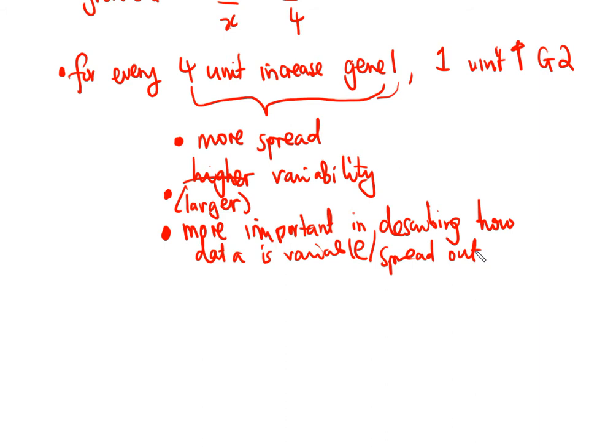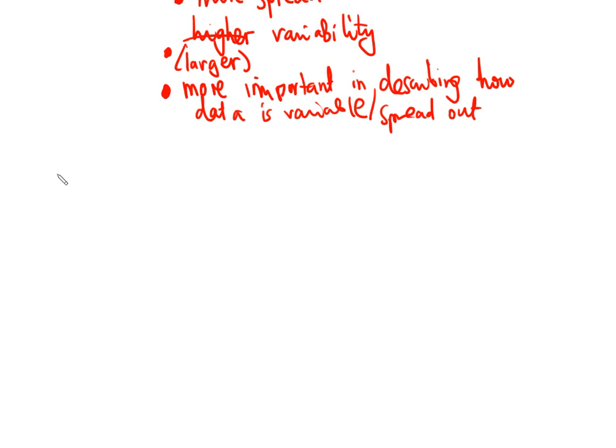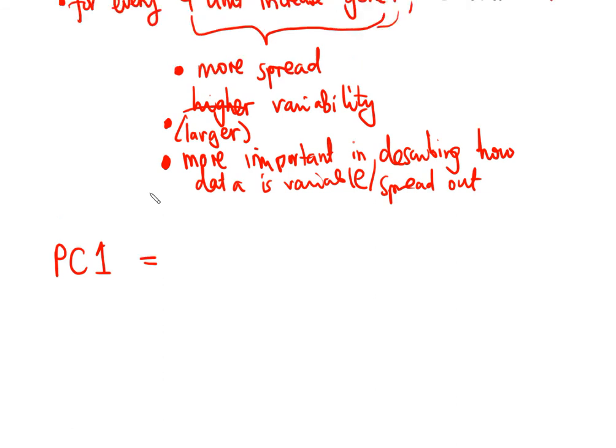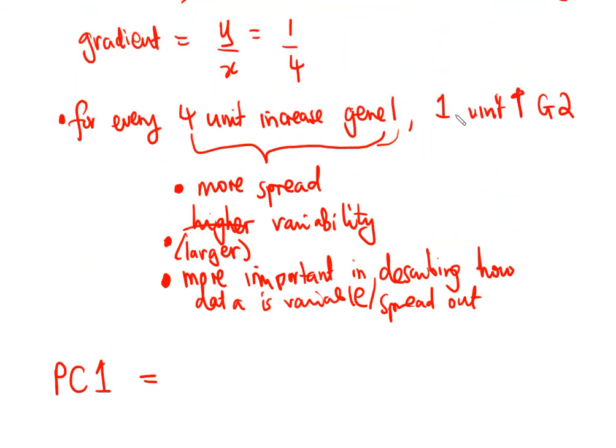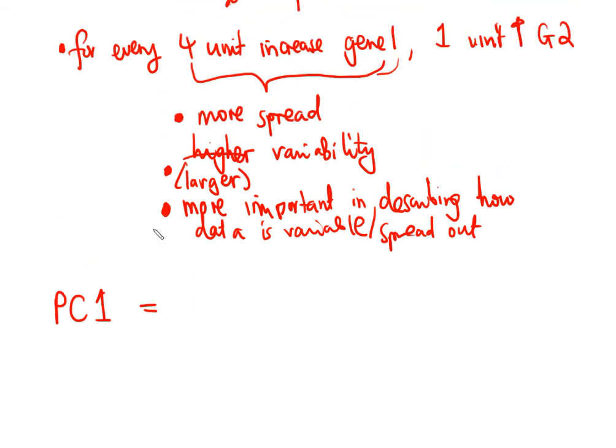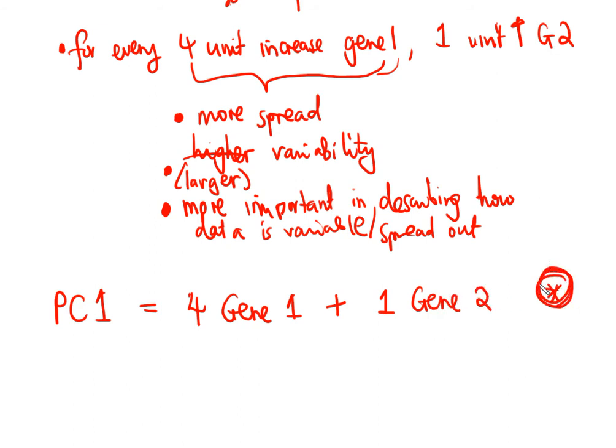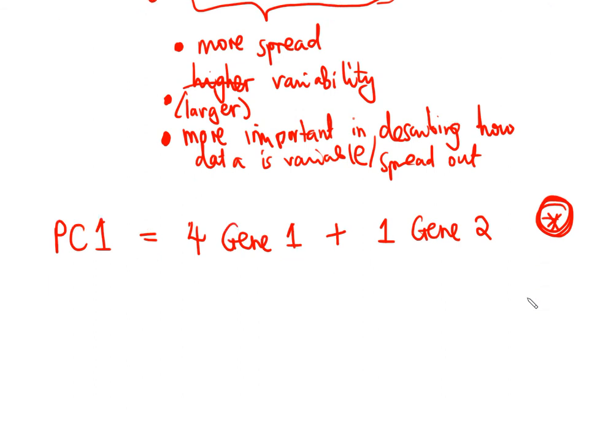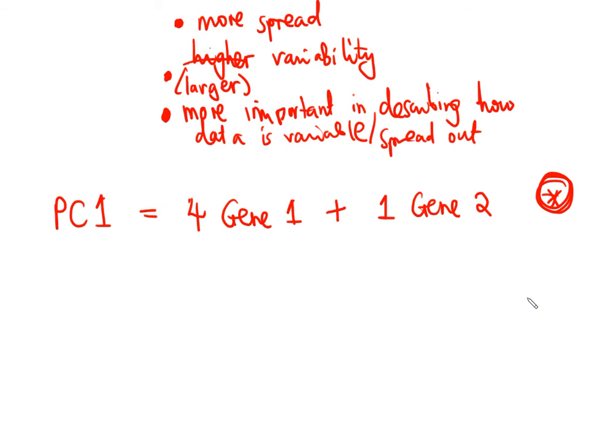But to write the equation of the PC1, we will now just say how many units increase for G1 and the unit increase in G2. We are saying 4 unit increase in gene 1 plus a 1 in gene 2. This becomes the equation of our PC1, our principal component 1, or our first principal component.